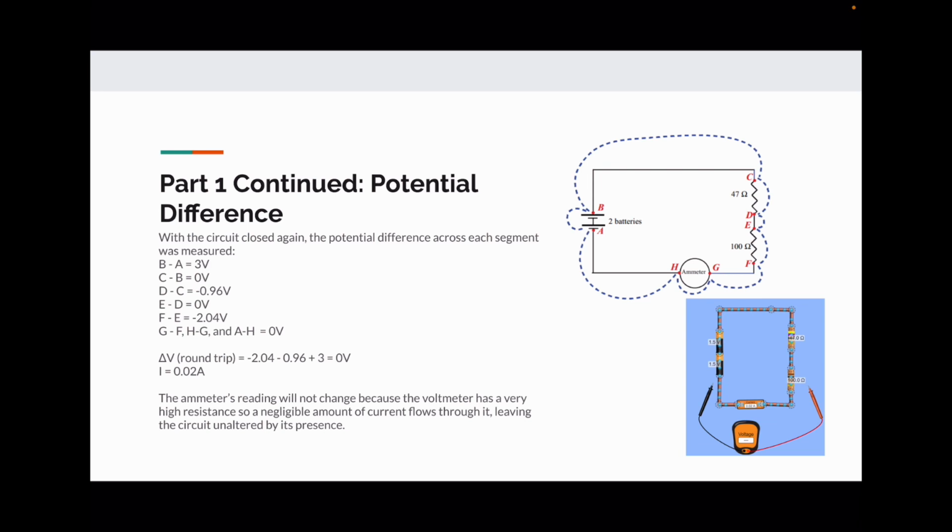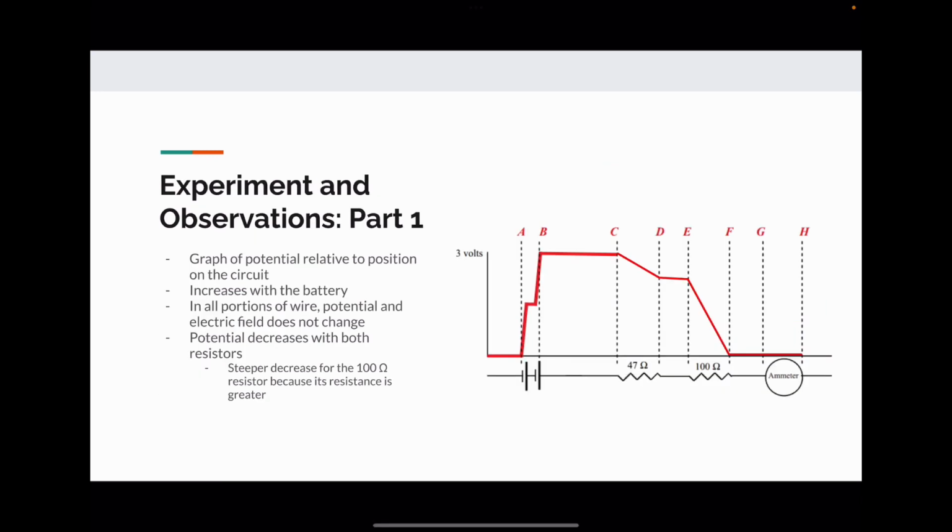When the voltmeter is connected, the ammeter will still read 0.02 amps because the voltmeter has a very high resistance, so a negligible amount of current flows through it, leaving the circuit unaltered by its presence.